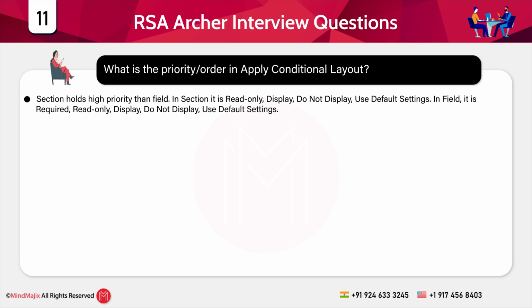So the priority is, sections have more priority with respect to the fields. If a section is read only, then all the fields automatically become read only. And in the sections, we do not have a required option. We directly have read only, then we have display, we have do not display. Then finally the use default settings, which is there by default. But in the field, we have the ability to make it required. So we have required, read only, display, do not display, use default settings.